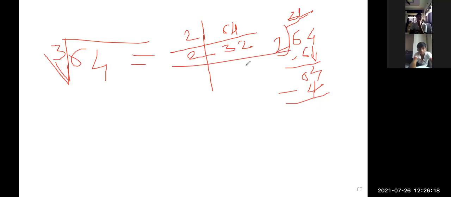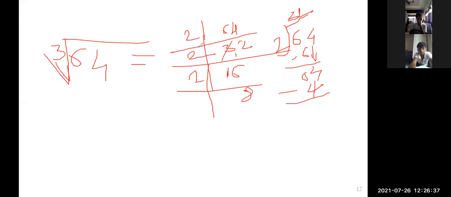We can divide this by 2. 2 1s are 2, here 1 remains. How much? 12. 2 6s are 12. Again we can divide by 2. So 2 8s are 16. Getting it? These numbers we are dividing by 2.